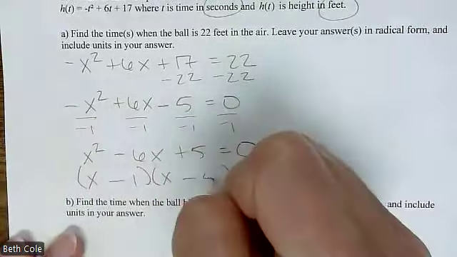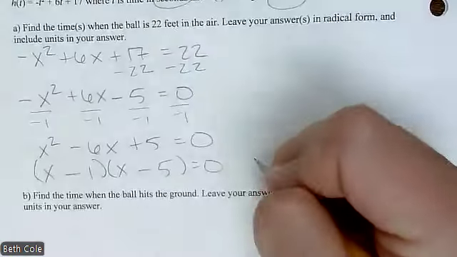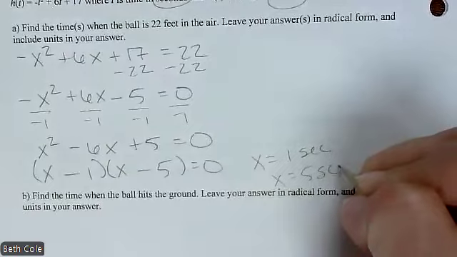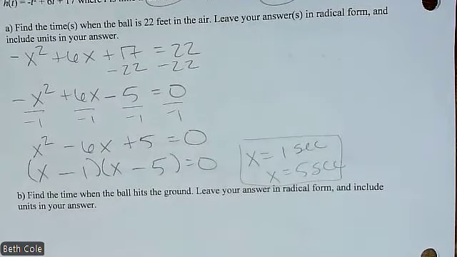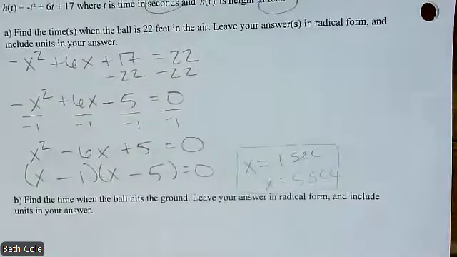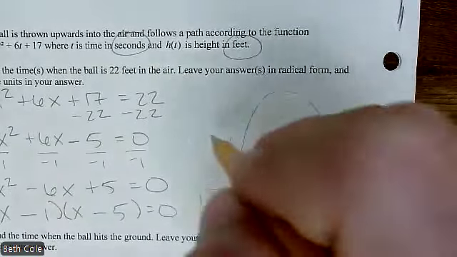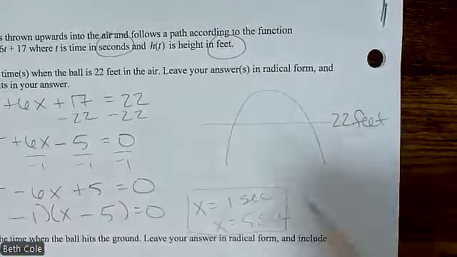It'll be x minus 1 and x minus 5. So you actually get two answers, 1 second and 5 seconds. I want to explain to you why that is, that you got two answers. We were finding when the ball is where? 22 feet in the air. So look, it goes up and it comes back down. Here's 22 feet. Why are there two answers?